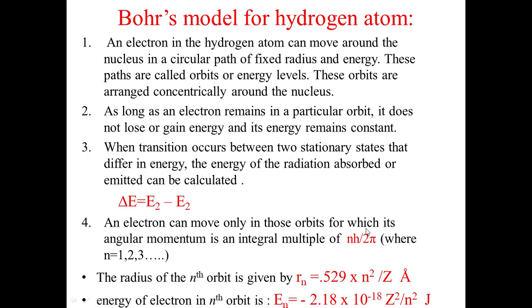And behind this nh upon 2 pi, Bohr never submitted an explanation in mathematical form, and that is another drawback of it. You just put this data here, nh upon 2 pi, and it does not explain it. An explanatory answer was never provided, and that is another biggest drawback of this model.